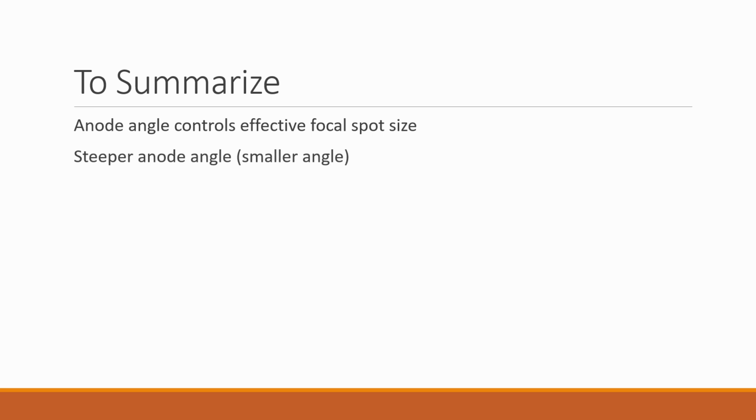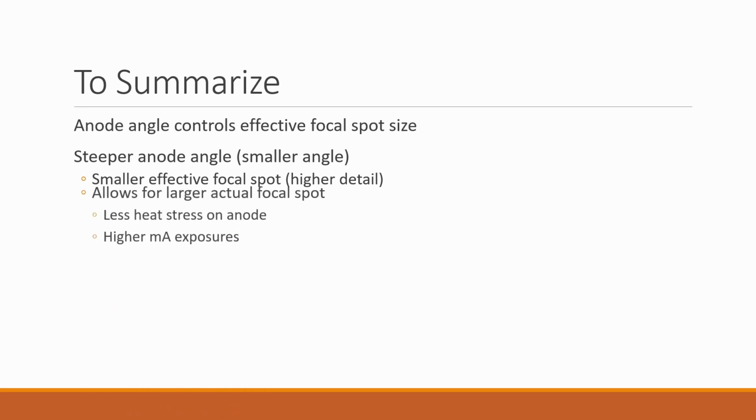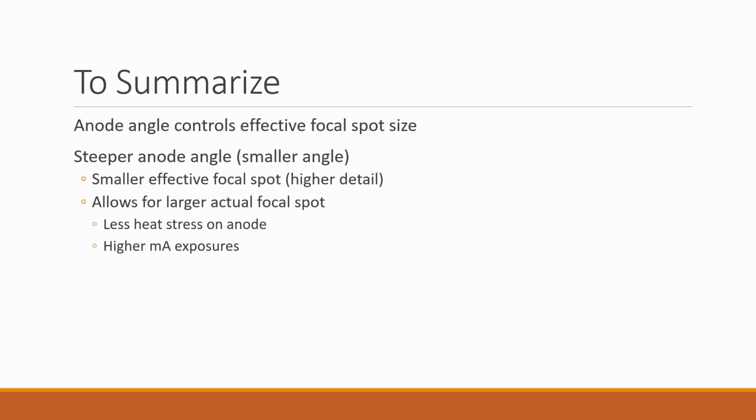The steeper the anode angle, the smaller the effective focal spot, and the higher the detail projected onto the image receptor. Anodes with small angles allow for a larger actual focal spot while keeping the effective focal spot small, which spreads the heat stress over a larger area of the anode, and allows for more anode heat capacity, which makes for larger mA stations, allowing more flexibility in technique selection.